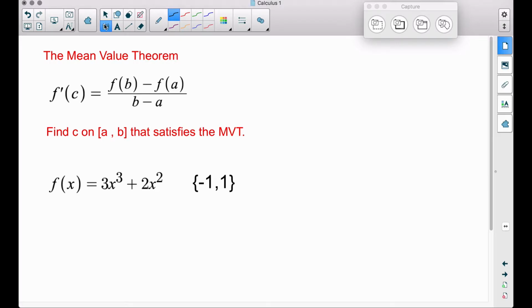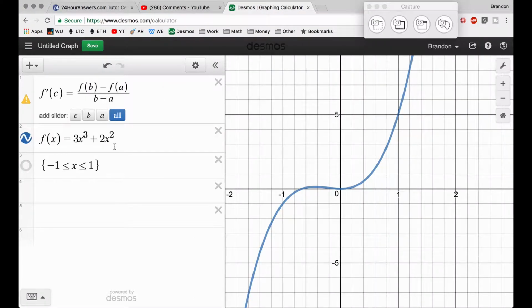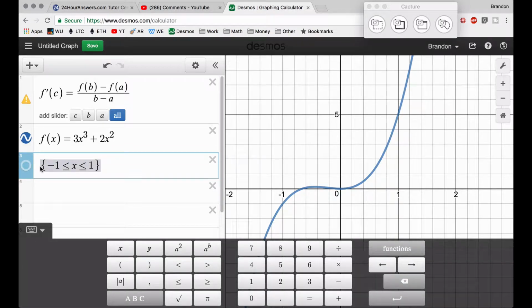In this video, we're going to look at another example of the mean value theorem, but now we're looking at a cubic polynomial, and it works the same way as we did back in the quadratic example. Except now, again, we have a cubic over here in Desmos, and we're going to restrict this thing from -1 to 1. So I'm going to take this cubic polynomial and restrict it to values of x between -1 and +1.